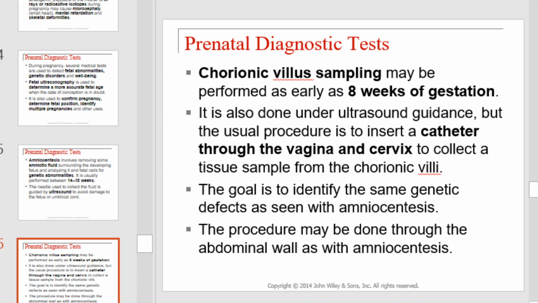Chorionic villus sampling may be performed as early as 8 weeks of gestation. It is also done under ultrasound guidance, but the usual procedure is to insert a catheter through the vagina and cervix to collect a tissue sample from the chorionic villi. The goal is to identify the same genetic defects as seen with amniocentesis. The procedure may be done through the abdominal wall, as with amniocentesis.